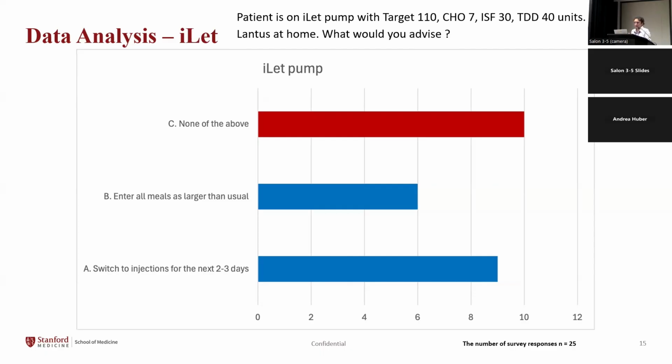A was switch to injections for the next 2 to 3 days. B was enter meals larger than usual, and C was none of the above. You can see that there's not really a preference, although 10 of them chose none of the above. 6 of them chose enter larger meals, and about 9 of them chose switch to subcutaneous injections for 2 to 3 days.